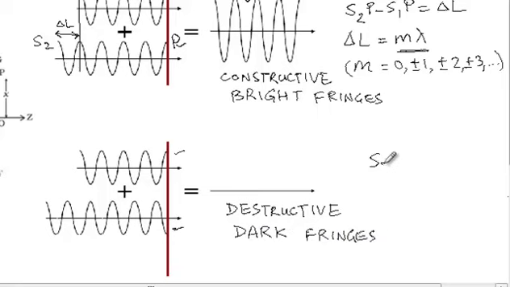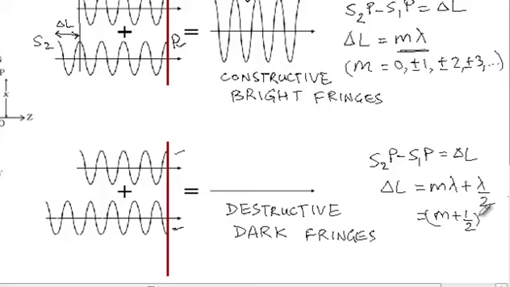Now this happens when S2P minus S1P, which we've called delta L, is m lambda plus half a wavelength more, or we could put this as m plus half times lambda, where m is once again 0 and positive as well as negative integer values.